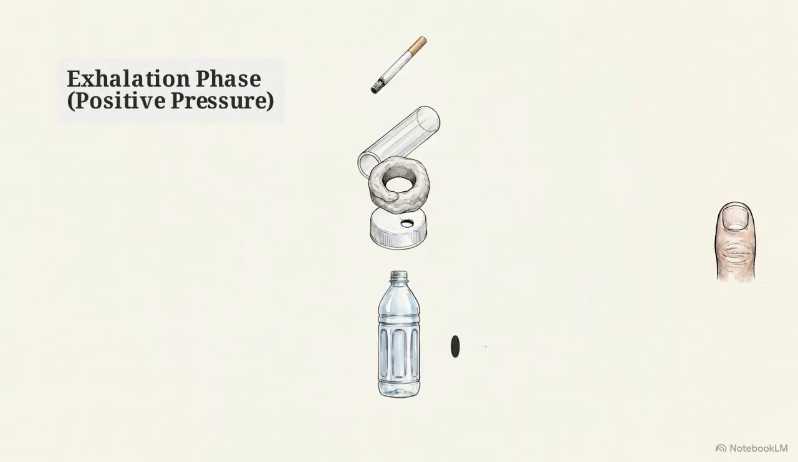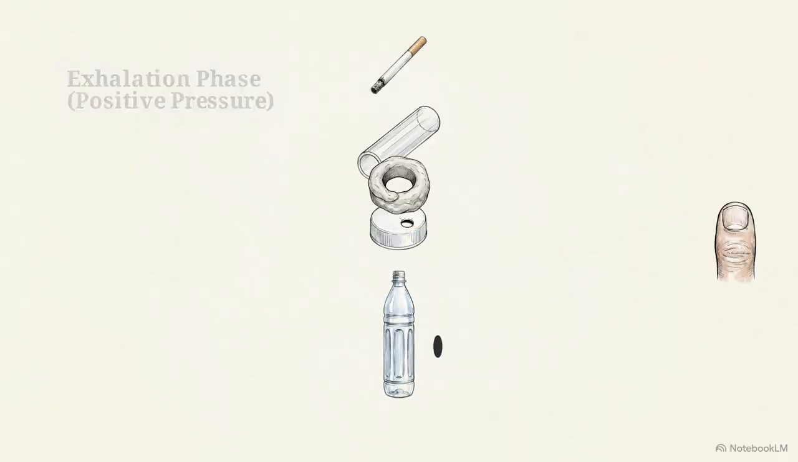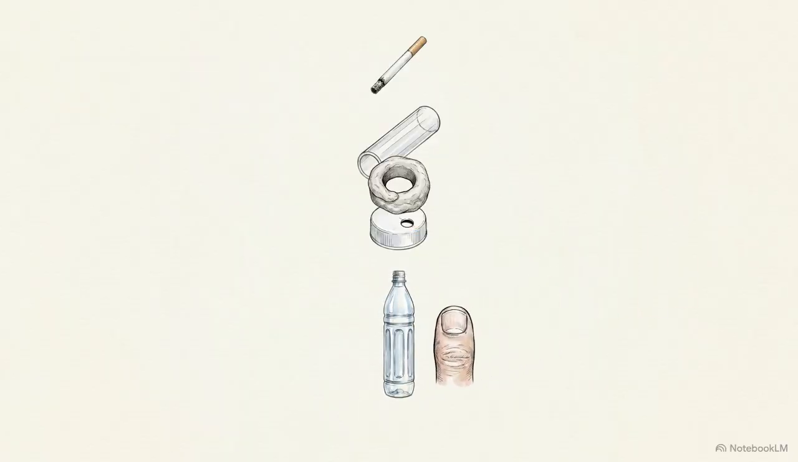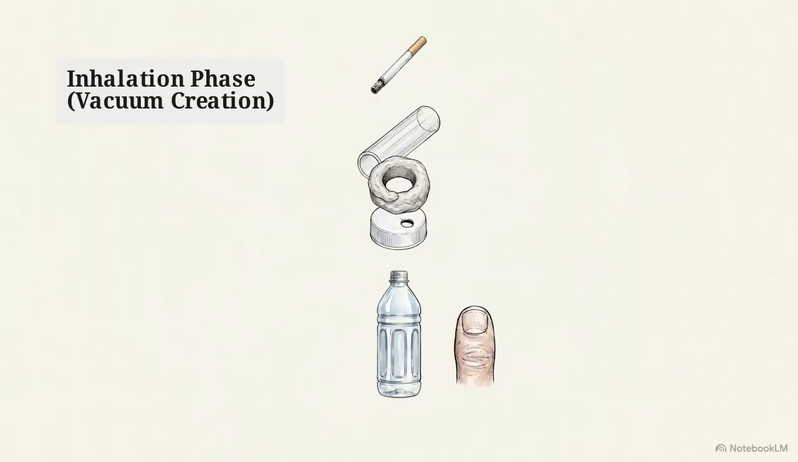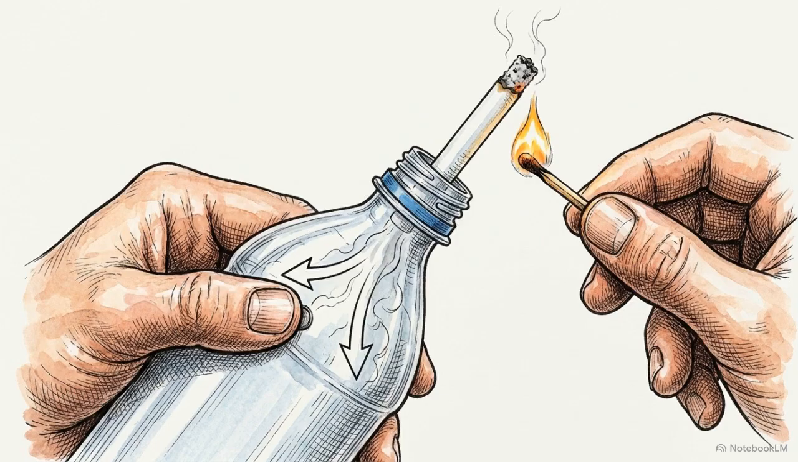Squeezing the bottle pushes clean air out of the chamber. To create a vacuum, cover the side hole with your thumb and release the squeeze. As the bottle expands, air is pulled down through the cigarette to fill the void. While you maintain this vacuum with your thumb, have an adult light the tip of the cigarette.